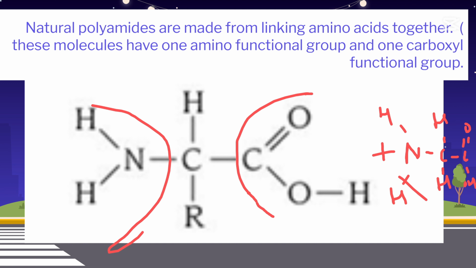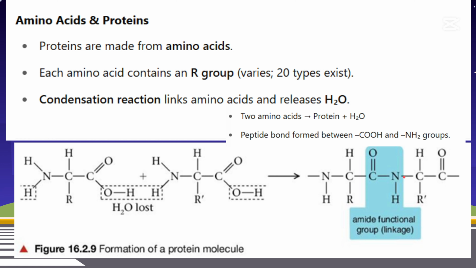So this is going to come and make our water, just like that. Right, now amino acids and protein. Proteins are made from amino acids. So amino acids, you only have one amine group and one carboxylic acid group. Each amino acid contains an R group which varies. We have 20 different types that exist in nature. And once again, condensation reaction links the amino acids and releases water.